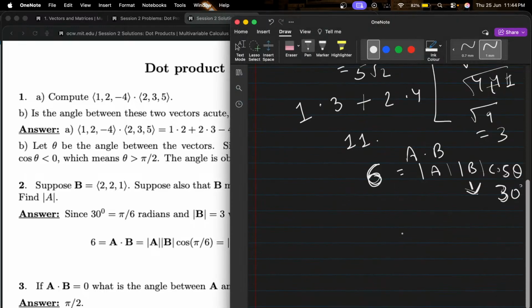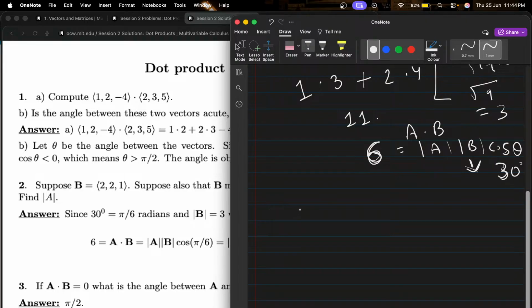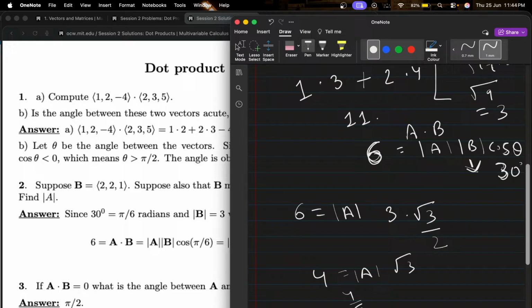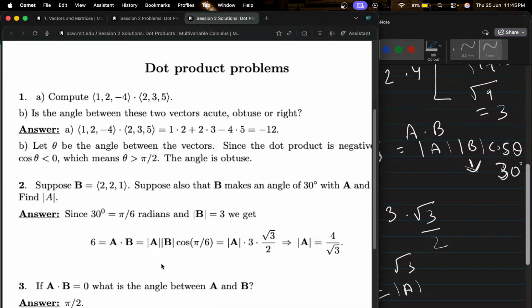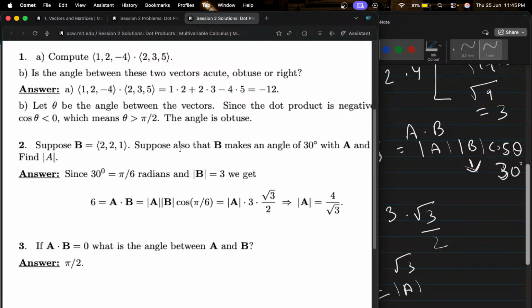Yeah, we can solve this like, if we have 6 equals magnitude of a into 3 dot root 3 by 2, so this would be 2 into 4 equals a root 3. So a equals 4 by root 3, if I'm right. Yeah, that's it. Okay, it was fun. This question was fun.